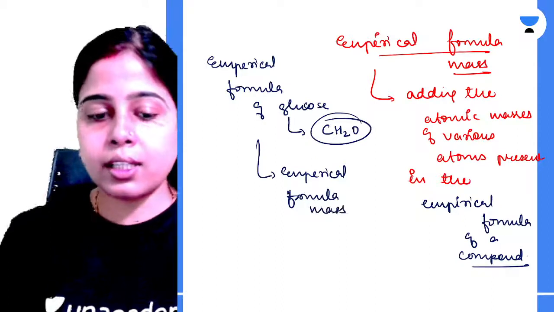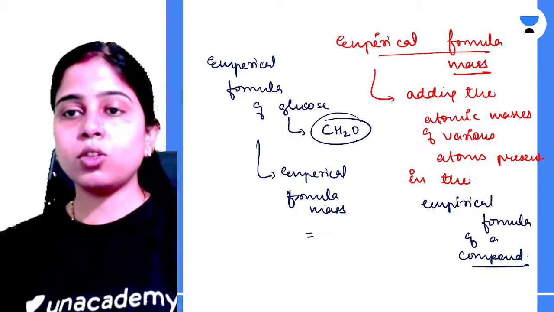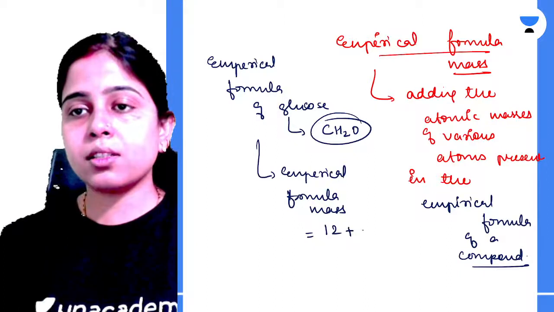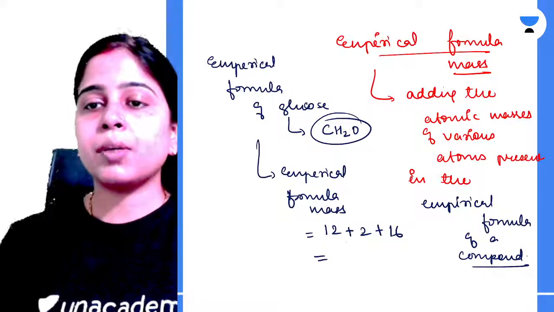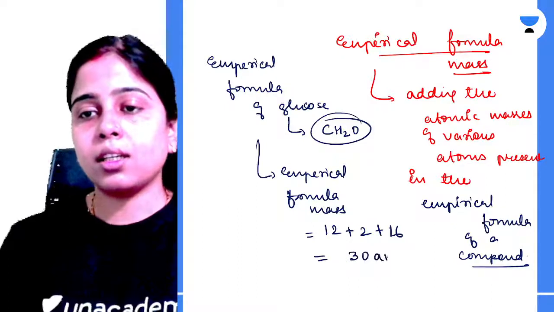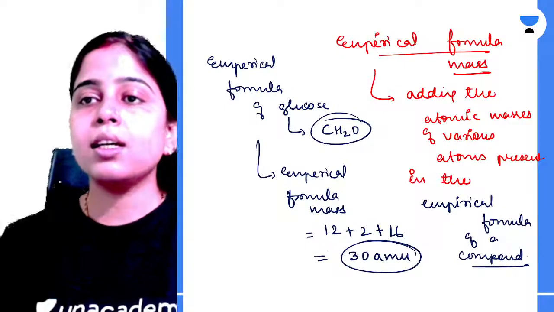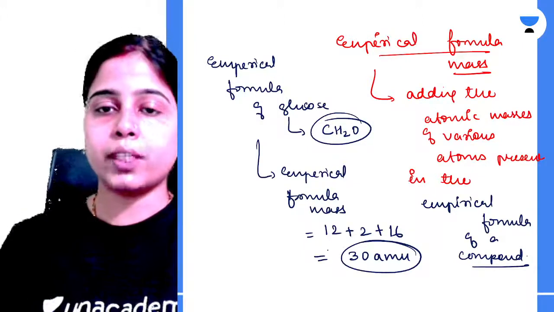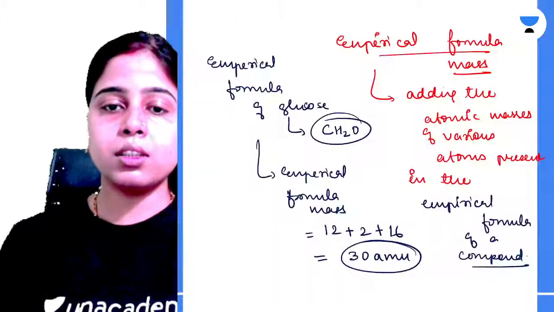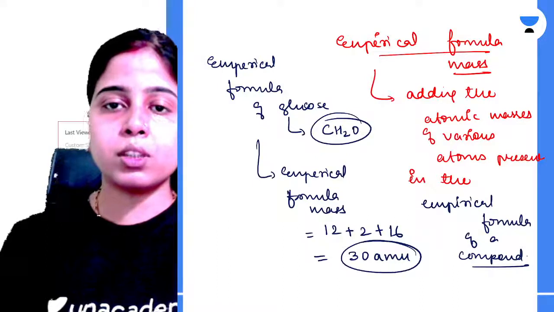So just calculate that. 12 plus 2 plus 16. So it's coming out to be 30 AMU. This is the empirical formula mass. This is the way you find it out. Or you can do one more thing.